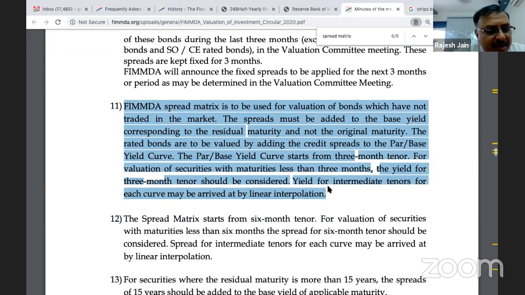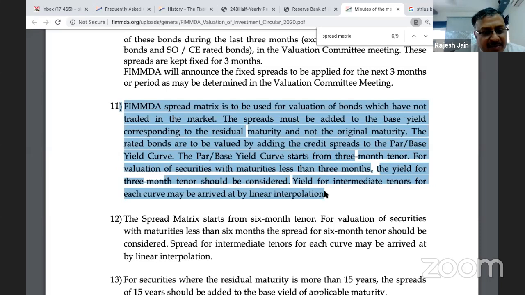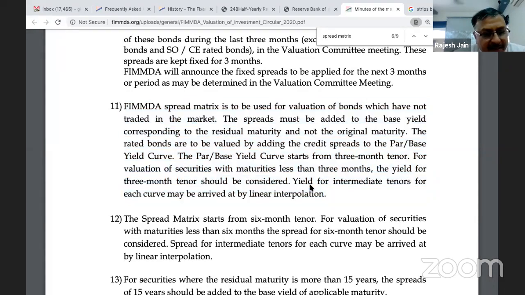Sure, sir. FIMDA spreads matrix is to be used for valuation of bonds which have not been traded in the market. The spread must be added to the base yields corresponding to the residual maturity and not the original maturity. The rated bonds are to be valued by adding the credit spread to the par/base yield curve. The par/base yield curve starts from 3 months tenure. For valuation of security with maturity less than 3 months, the yield for 3 months tenure should be considered. Yield for intermediate tenures for each curve may be arrived at by linear interpolation.